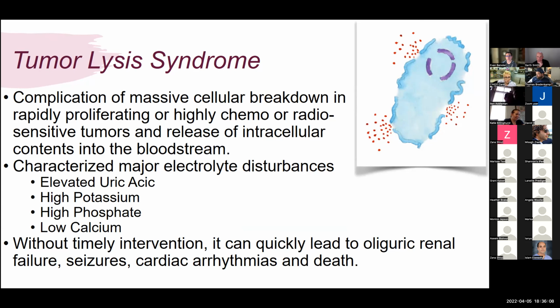I have, over the last 20 years, had probably 3 or 4 of my small cell lung cancer patients develop mild tumor lysis. Tumor lysis is a result of these very chemo radiation sensitive tumors having a rapid response to treatment, and they get this dumping of their intracellular components into the bloodstream. It's characterized by major electrolyte disturbances: hyperuricemia, hyperkalemia, hyperphosphatemia, and hypocalcemia. And it can lead to renal failure, seizures, arrhythmias, and death if not treated in a timely manner.